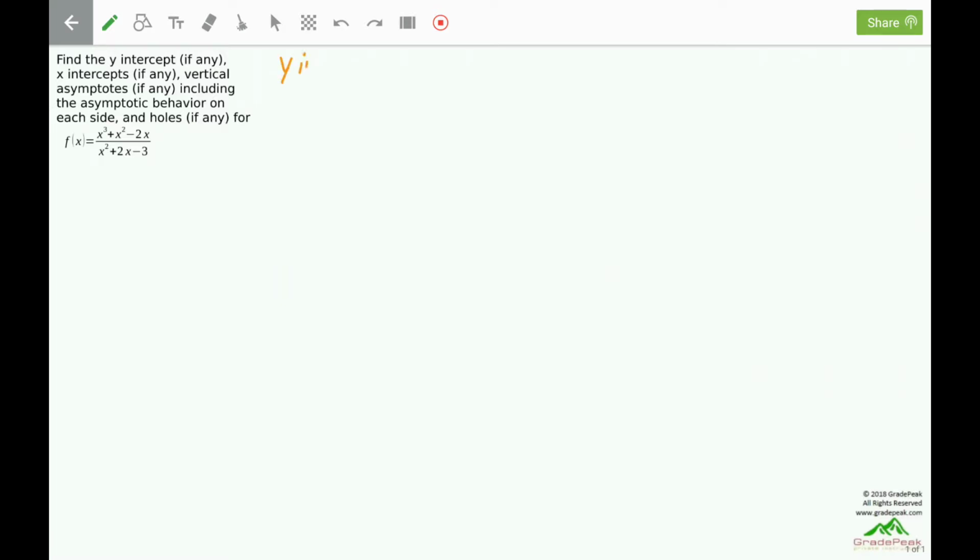The first thing to find is the y-intercept where the function crosses the y-axis, defined by x equals 0. The corresponding y-coordinate can be found by plugging the 0 in for x into the function f of 0, which will give 0 cubed plus 0 squared minus 2 times 0 divided by 0 squared plus 2 times 0 minus 3.